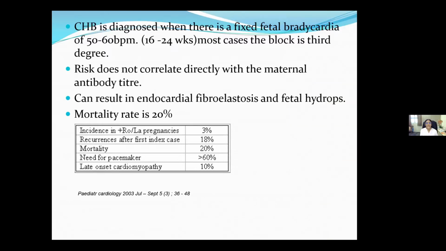Congenital heart block is diagnosed when there is a fixed fetal bradycardia of about 50 to 60 beats per minute when we do a routine ultrasound scan between 16 to 24 weeks on the fetus. Most cases are third degree heart block. The risk does not correlate directly with the maternal antibody titer. It can result in endocardial fibroelastosis and even fetal hydrops. The incidence of anti-Ro and anti-La in pregnancies is about 3%. Recurrences after a first index case could be as high as 18%. Mortality rate is about 20%, a need for a pacemaker is more than 60%, and late onset cardiomyopathy is about 10%.